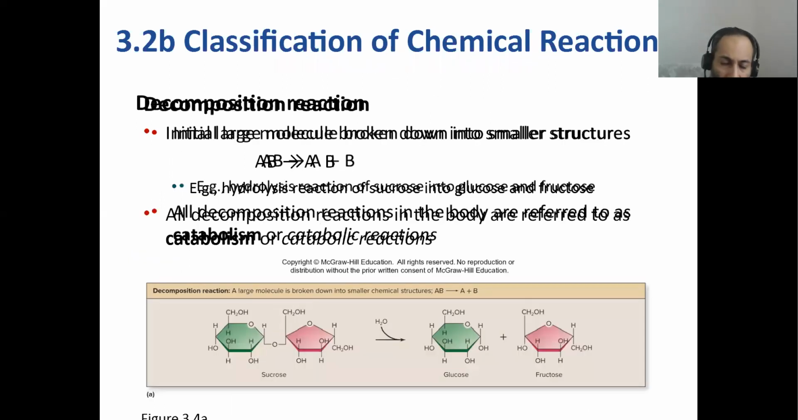Some examples. Here is an example of a decomposition reaction, also called a catabolic reaction. Remember, catabolism or catabolic means breaking down, as does decomposition. So what are we decomposing here? What are you looking at in this picture? Sucrose. Sucrose is a disaccharide. Two simple sugars or monosaccharides joined together. And since it's sucrose, what are those two simple sugars that are joined together? Fructose and glucose. They join together to form sucrose, right?